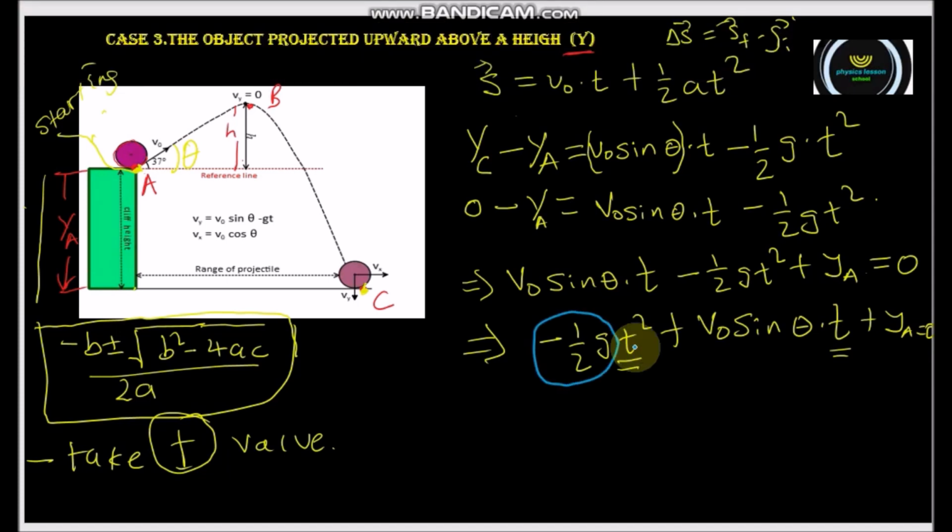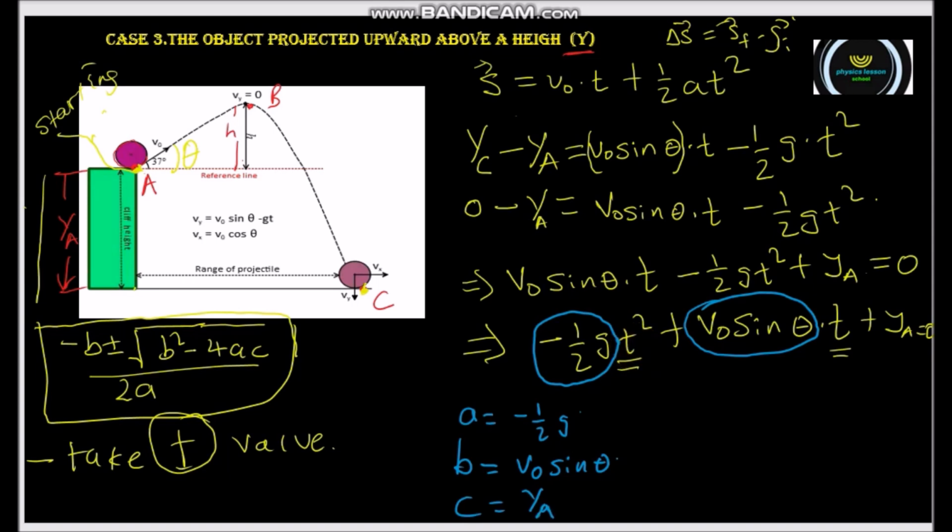In our case, the value of a is equal to minus 1 over 2 g. The value of b is equal to v naught sine theta. You have to calculate. And the value of c is ya. If you have these values, you can find the value of t by using this quadratic formula. No need to worry. All right.